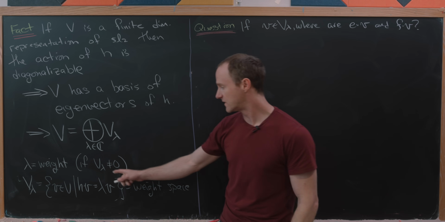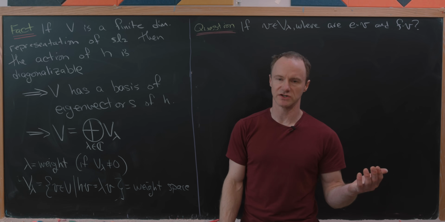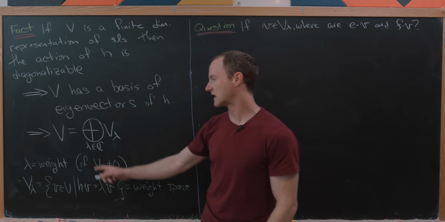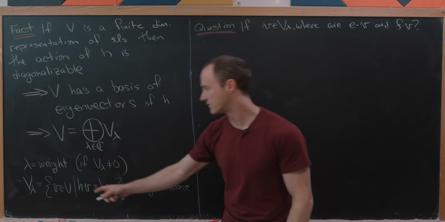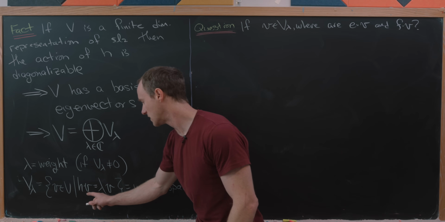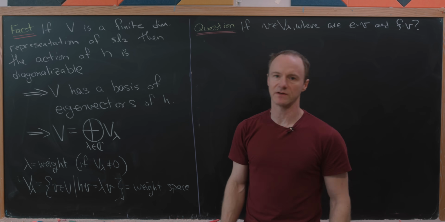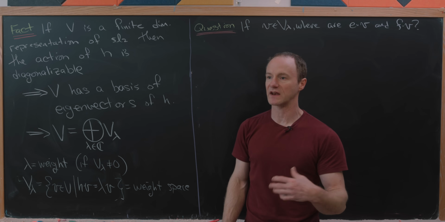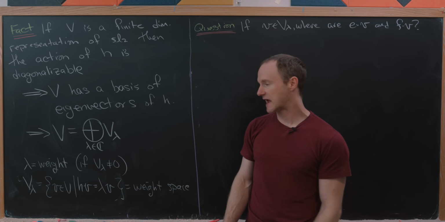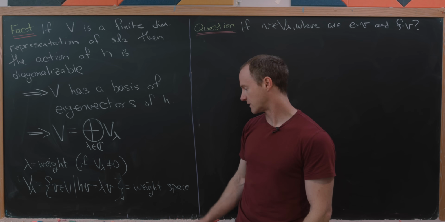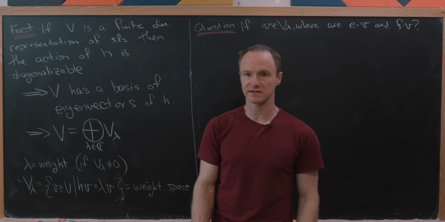And here, if the V lambda is not equal to just the zero vector space, then lambda is called a weight. And what's V lambda? Well, V lambda is equal to all v in V where Hv is equal to lambda v. In other words, it's all of the v with an H eigenvalue of lambda. And this is called a weight space.